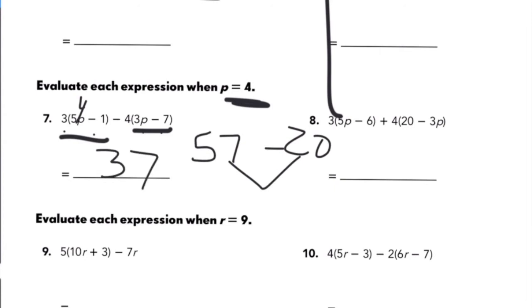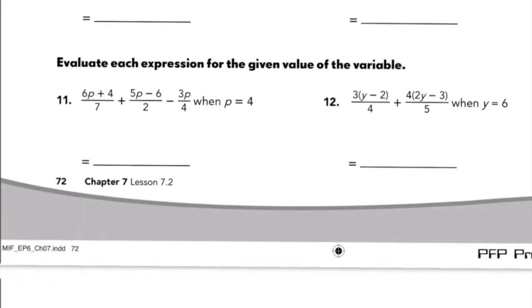Now I did it pretty quickly. You need to do it step by step. And I would do it on another piece of paper and do it very neatly and step by step, because if you do it step by step, you're not going to make a mistake. Okay, same thing over here. Now we have P equals 4. So all you have to do is stick the 4 in for P. Solve the numerators first, and then you're going to do the division and then add or subtract.